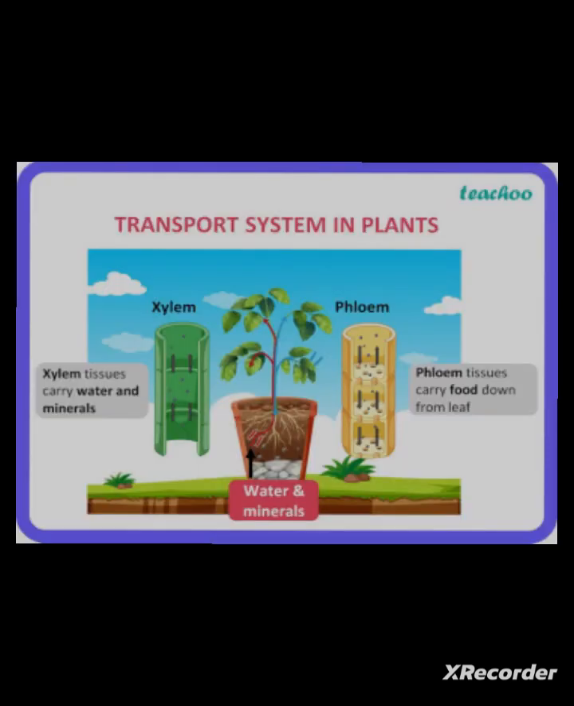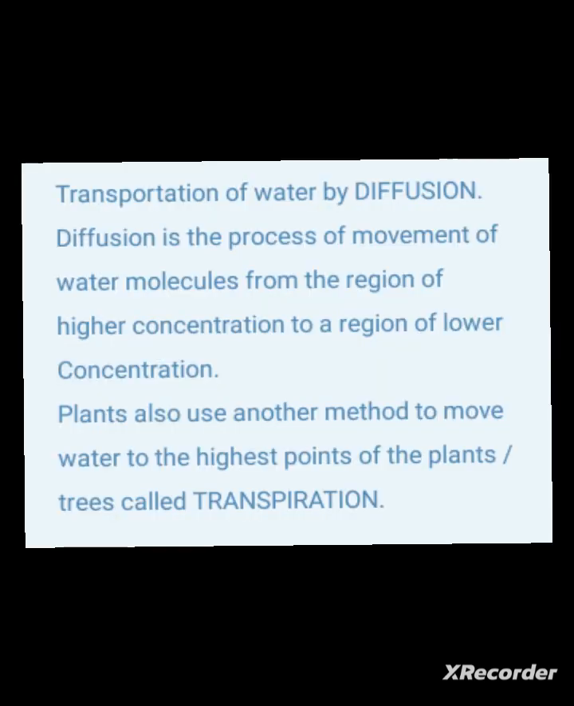There are two pathways constructed as independently forming conducting tubes, that is, xylem and phloem. Xylem moves water and minerals obtained from the soil, and phloem transports products of photosynthesis from the leaves to the other parts of the plant. Now let's know how exactly transport of water takes place in the plants.